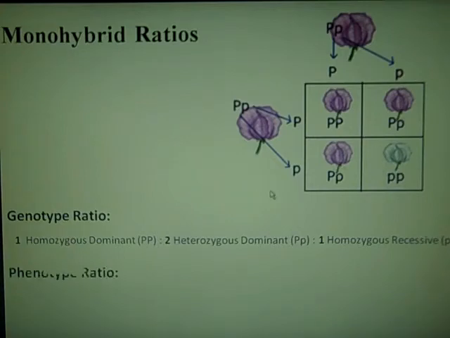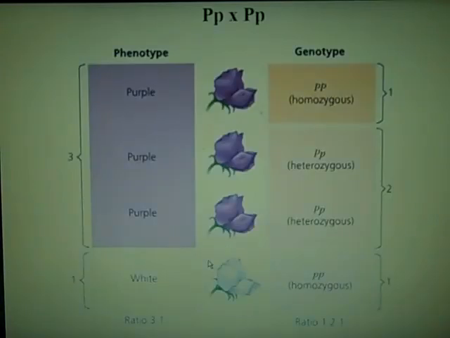We also get an interesting phenotype ratio. For our phenotype ratio, we see that 3 of the 4 have the dominant trait, which is purple, and 1 of the 4 has the recessive trait, which is white. So make sure you keep straight genotype, which is the actual alleles that the organism has, versus phenotype, which is the trait that the organism expresses. Here's another way of looking at that monohybrid cross. Again, for phenotype, 3 purple to 1 white. For genotype, 1 to 2 to 1.